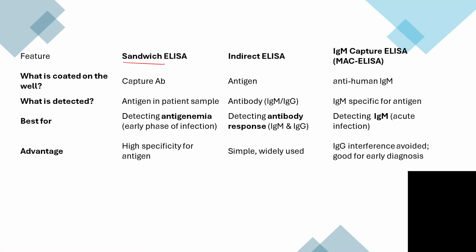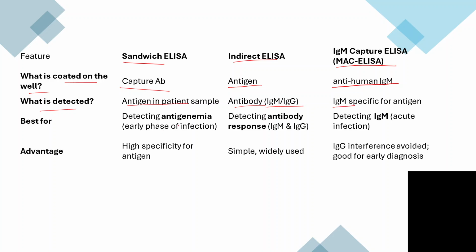Okay. So let's have a comparison now for your sandwich ELISA, indirect ELISA and MAC-ELISA. What is coated on the well of each ELISA? For sandwich ELISA, I had a capture antibody, because I had to capture the antigen. For indirect ELISA, because I want to detect antibody, the well is pre-coated with antigen. And in MAC-ELISA, since I want to specifically target IgM antibody in patient serum, I will pre-coat it with anti-human IgM antibody. Clear? What is detected? Sandwich ELISA, antigen in patient sample. Indirect ELISA, both IgM and IgG. But MAC-ELISA, IgM, specific for infection.